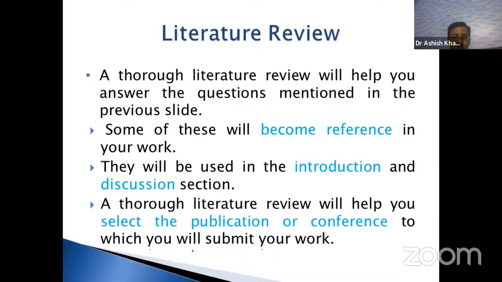Some of them become your references, and some of them can also be used for the introduction, discussion and comparison. Comparison is also needed, because the most closely related research paper needs comparison. You need better results than the previous work, then only your research paper becomes acceptable.